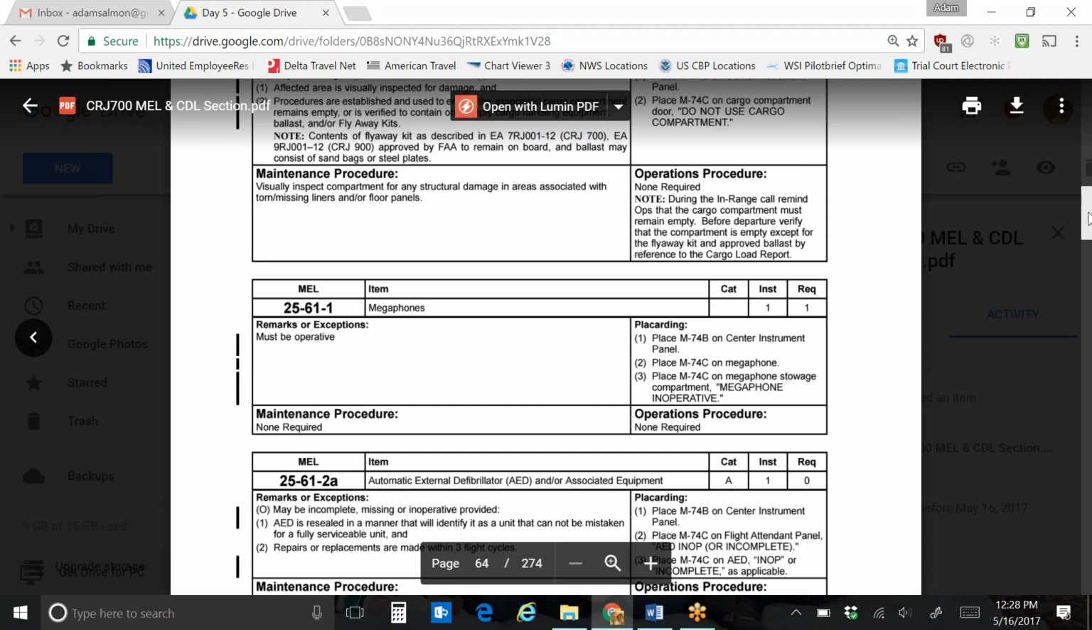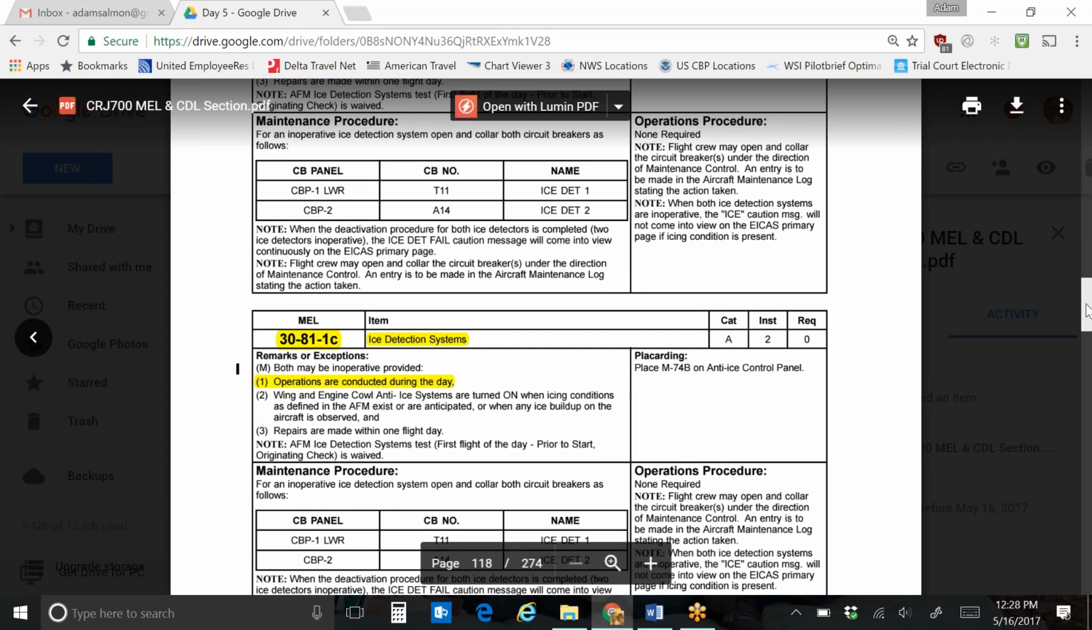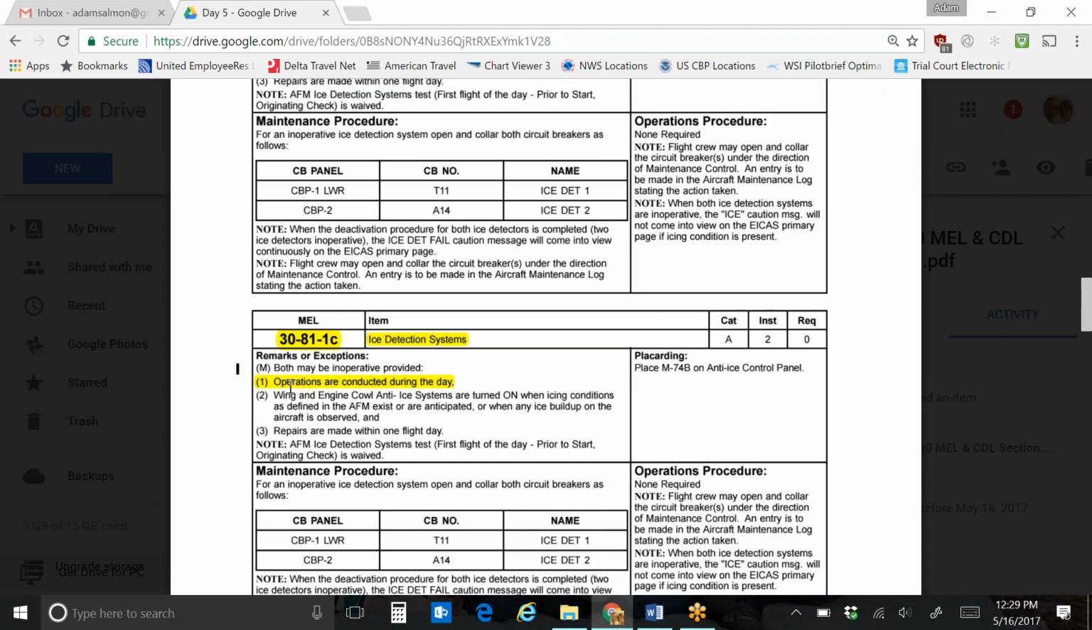So you're going to see some of those. Those are the ones that I really want you to pay attention to. Flight level restrictions, weather restrictions, icing restrictions, RVSM restrictions, Cat 2 restrictions. You can see this one here, 30-81-1 Charlie, ice detection systems. Operations are conducted during the day.